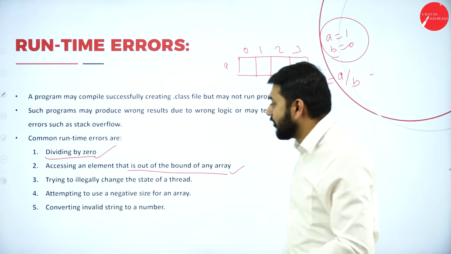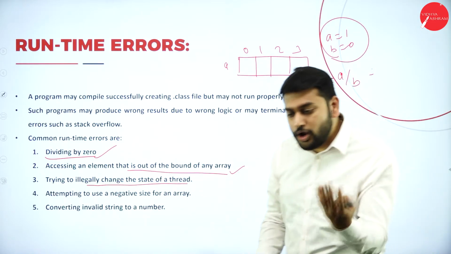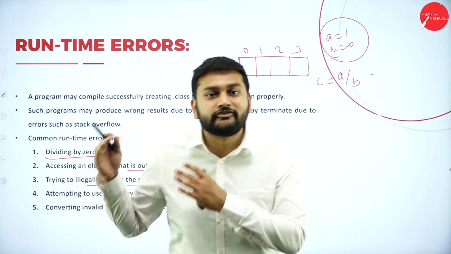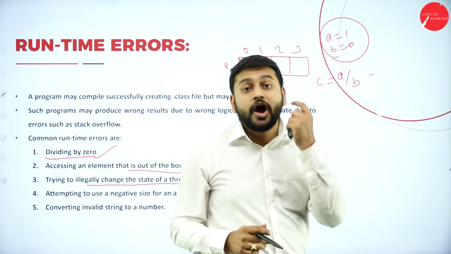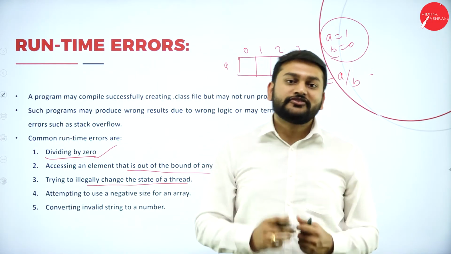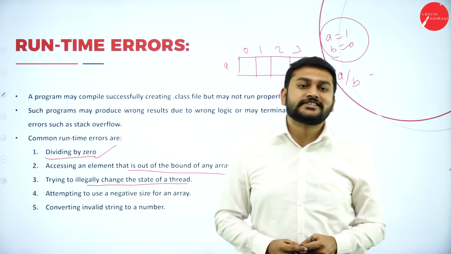What is the third one that I have? Trying to illegally change the state of a thread. So you all know that in the previous chapter, we discussed different states of threads. Yes, how many states do we have? We have 5 different states. Can you all recollect what the 5 different states are?